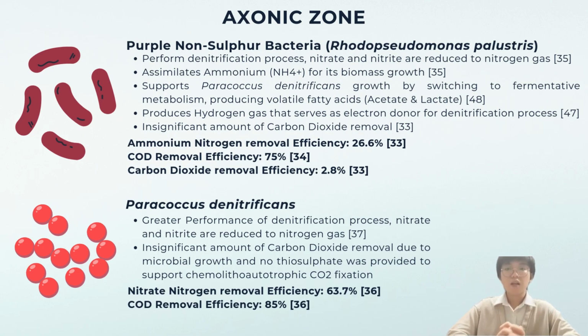For PNSB, it possesses the ability to perform the denitrification process and also assimilate ammonium for its biomass growth. At the same time, PNSB can also support the growth of Paracoccus denitrificans by producing volatile fatty acids, for example, acetate. Not to mention, PNSB can also produce hydrogen gas that acts as an electron donor for the denitrification process. On the other hand, we have Paracoccus denitrificans that has a greater performance toward the denitrification process as compared to PNSB. However, do note that both of these species have a limited removal efficiency towards carbon dioxide.